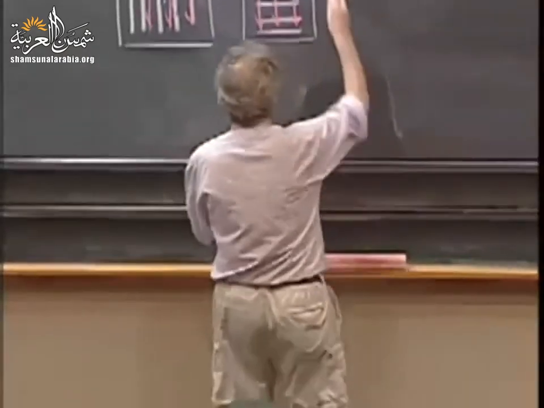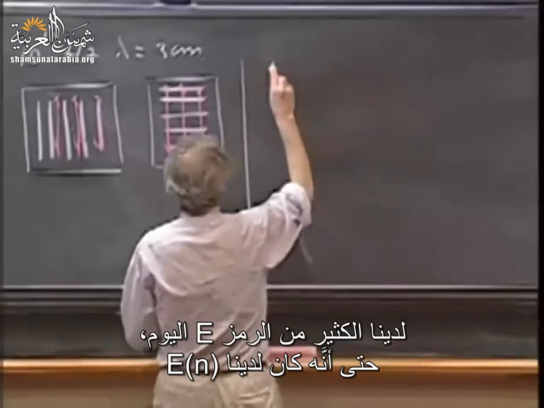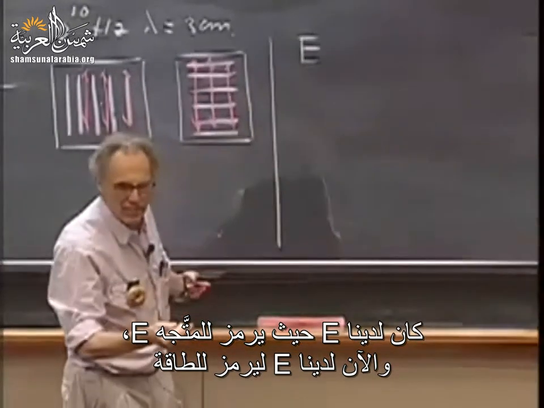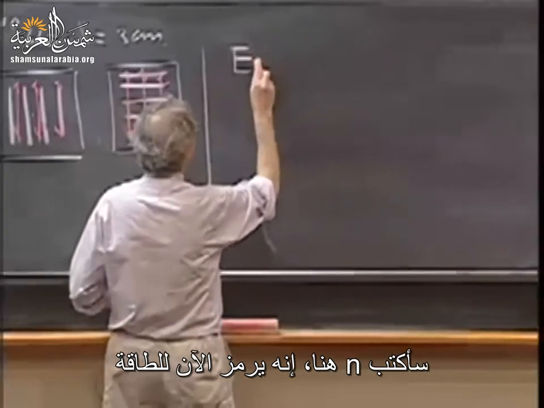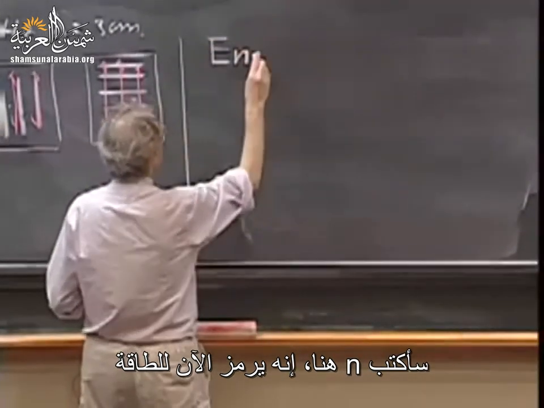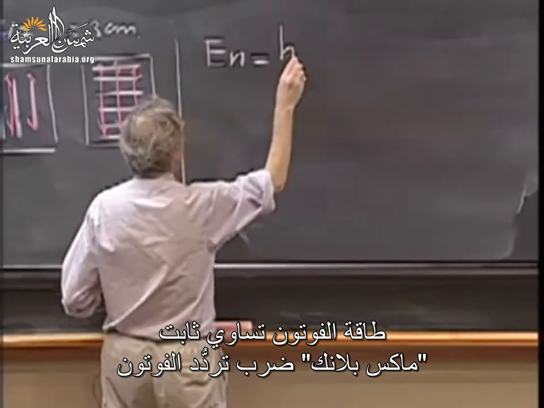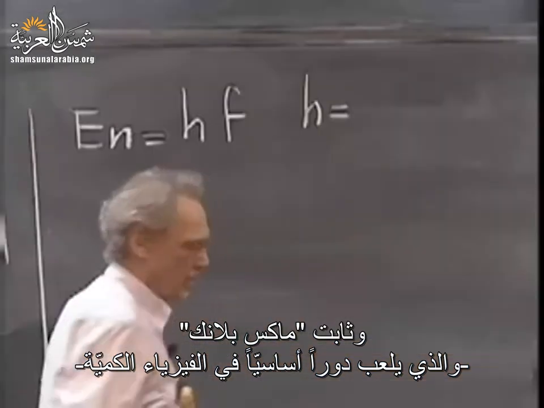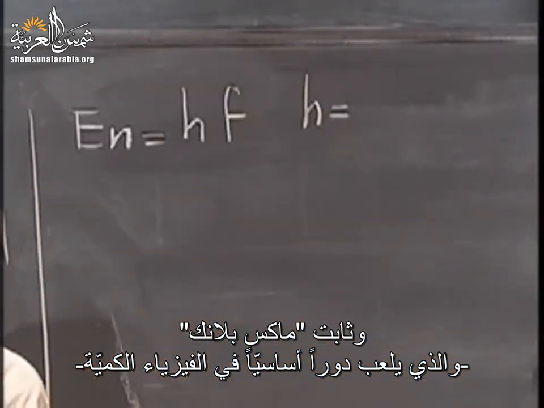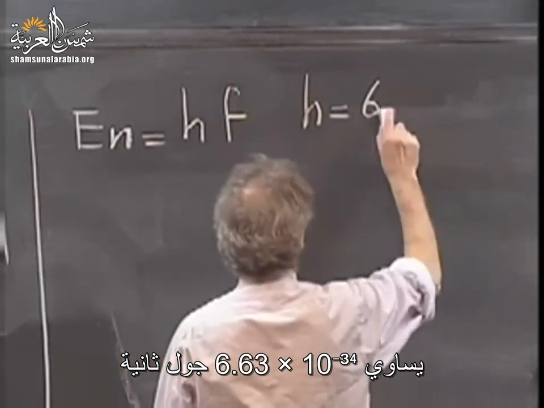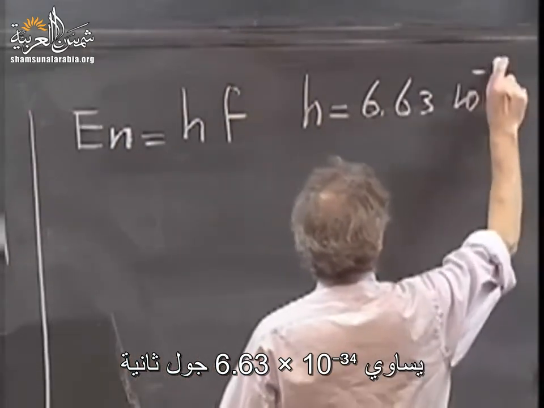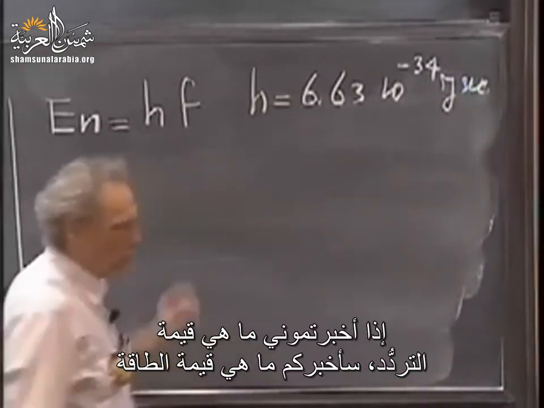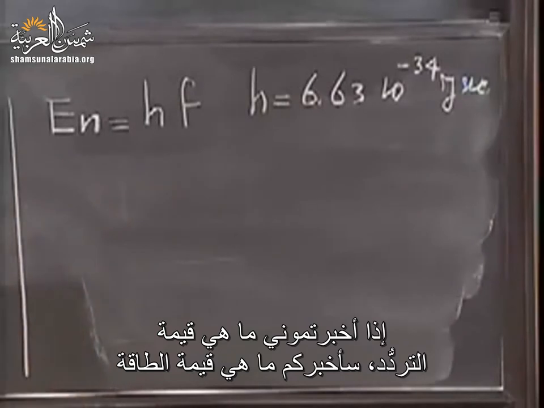First of all, the energy, and we have so many E's today. We even had an E of N, and we had an E which was the E vector, and now we have E for energy, so I'll write the N here. This stands now for energy. The energy in a photon is Max Planck's constant times the frequency of the photon, and Max Planck's constant, which of course plays a key role in quantum physics, is 6.63 times 10 to the minus 34 joule seconds. So if you tell me what the frequency is, I will tell you what the energy is.